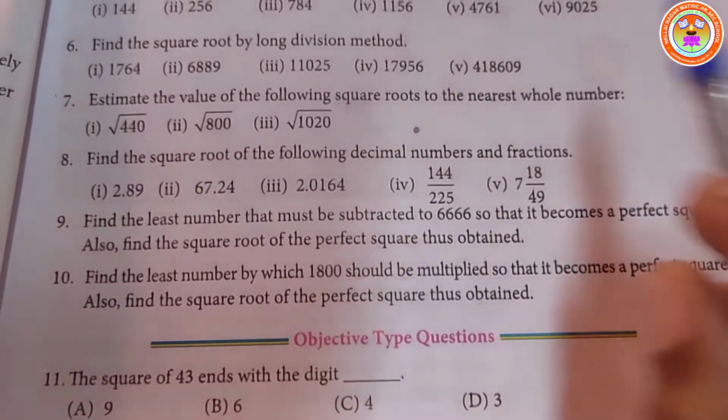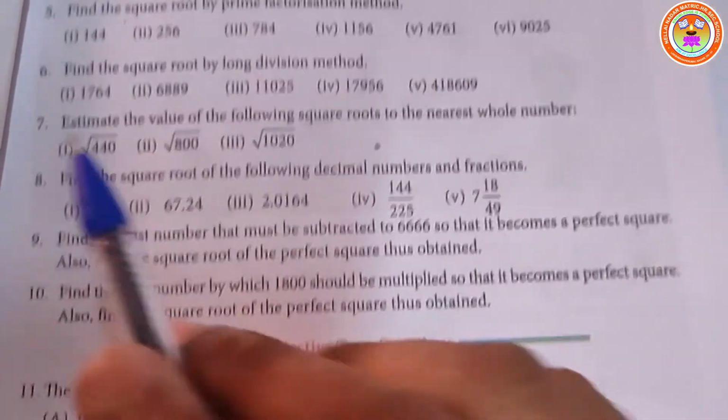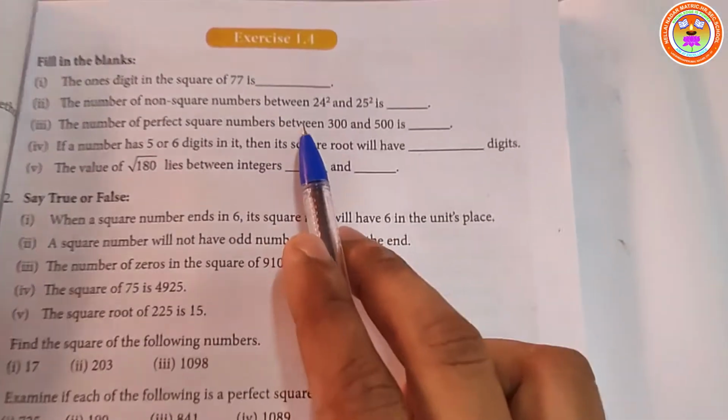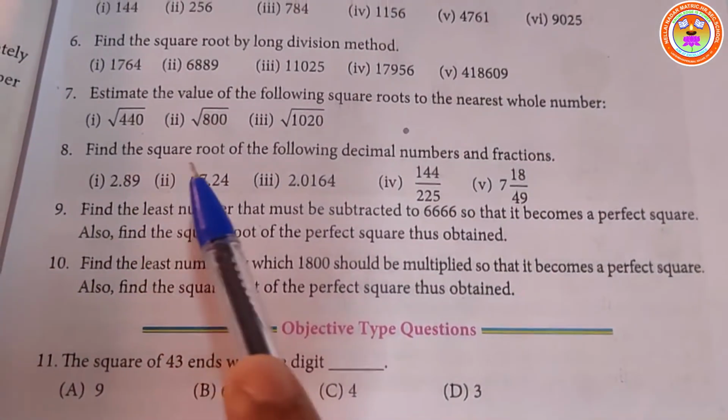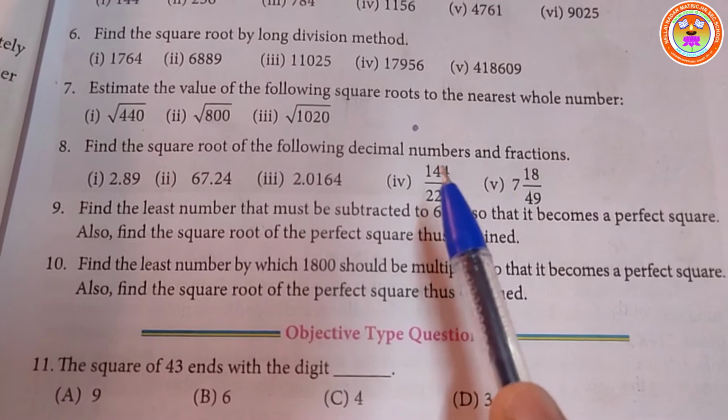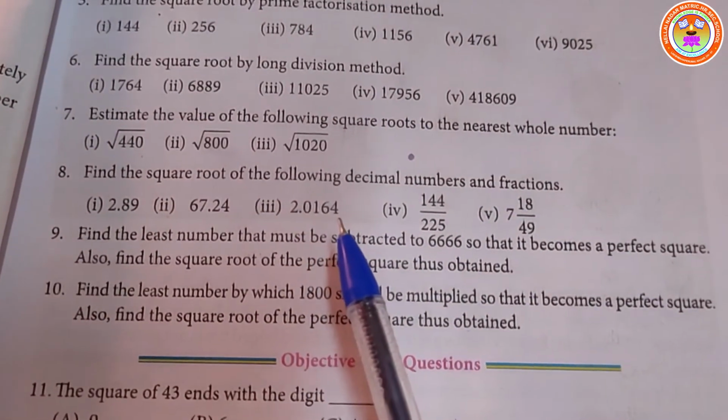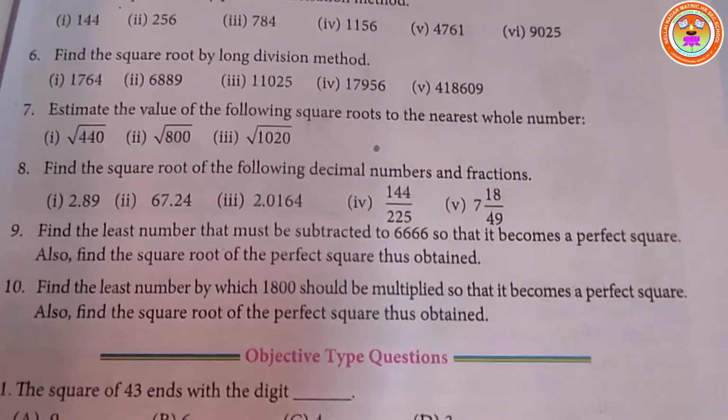Good morning students, welcome back. We'll continue Exercise 1.4, 8th sum. Find the square root of the following decimal numbers and fractions. We completed up to decimal numbers. Now we'll move on to the fractions.